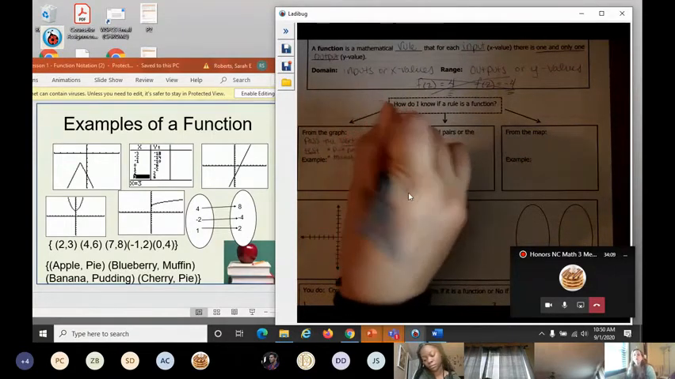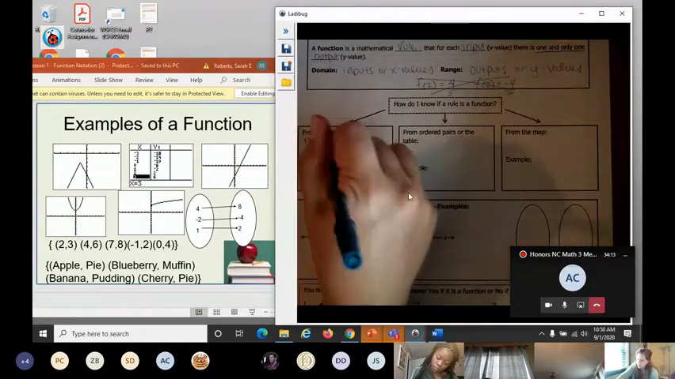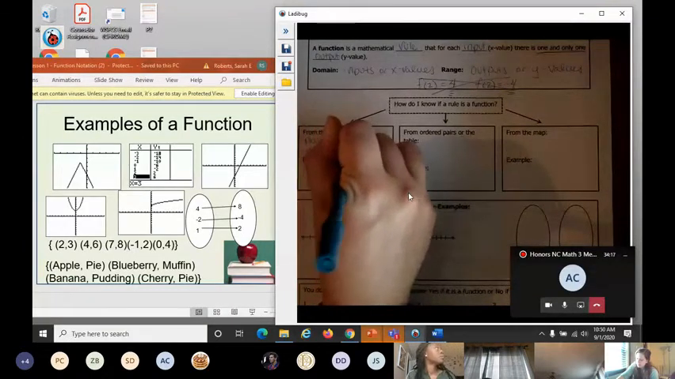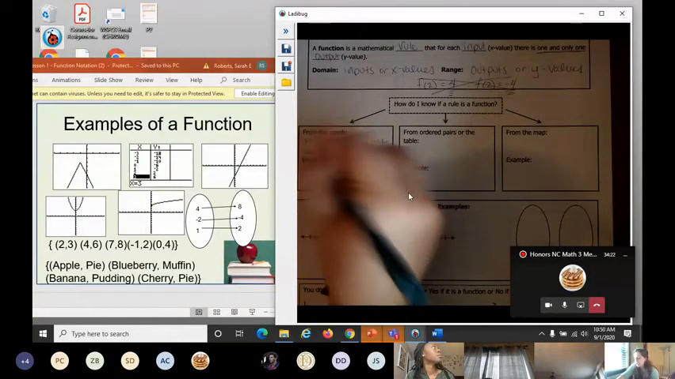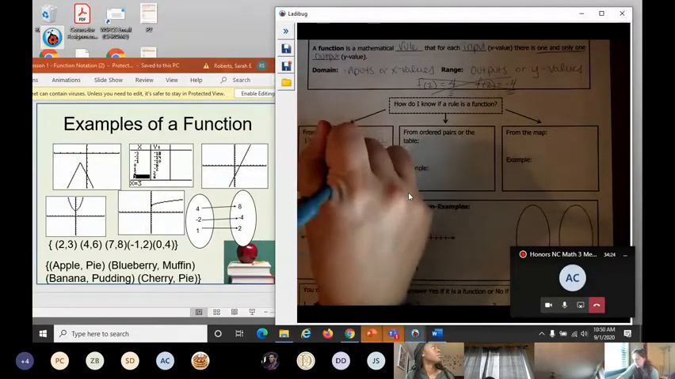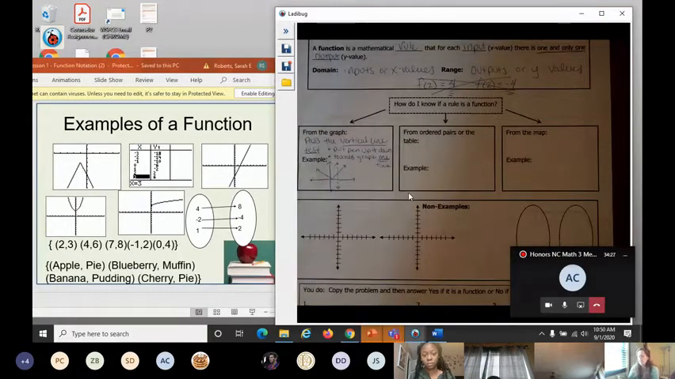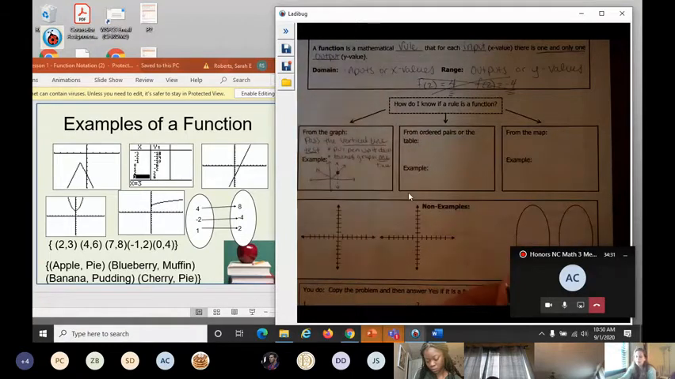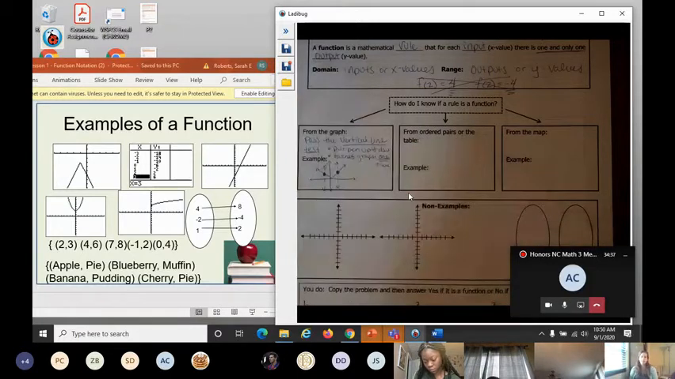If it touches it more than one time, then it is not a function. So for example, I could have my absolute value function. To do my vertical line test, I should be able to draw a vertical line, vertical means up and down, anywhere on my function, and I only pass through one time. So I can draw my line anywhere on this function, and it only passes through one time.